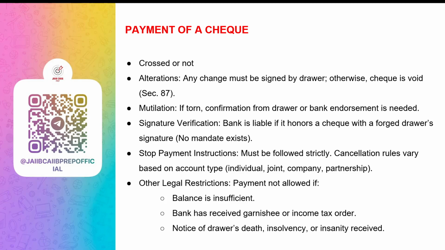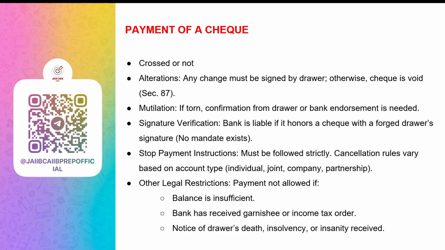Bank should check for stop payment instructions. So the bank must also check if there are any stop payment instructions. If the customer has told the bank to stop payment of a check, the bank must not honor it. In a joint account, any one holder can give stop payment instructions. But for partnership firms and companies, cancellation of such instructions must be made by all authorized persons. So basically, one person can provide a stop payment instruction, but to revoke it, the instruction of all the partners or all the authorized persons is required.